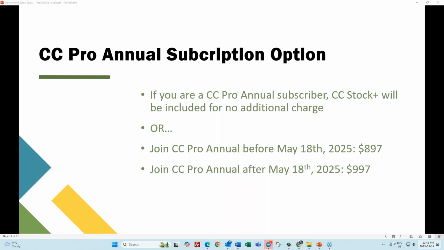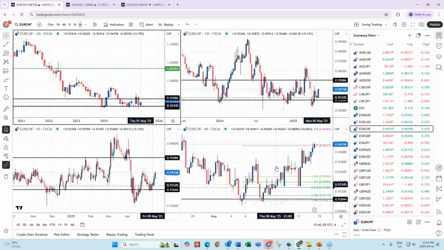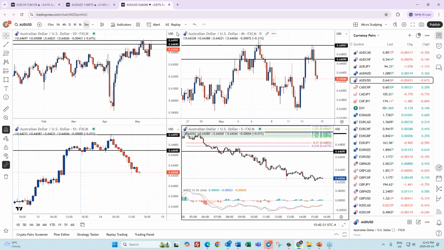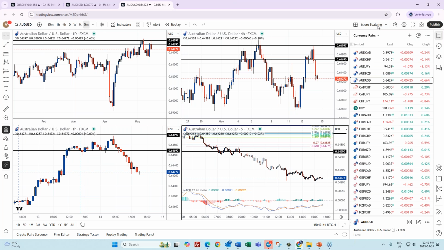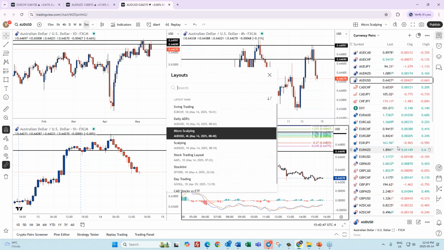Actually, let me show you that chart. Let me see if I can get it out here. Let's go to here. No, let me just go like this. Nope, not what I want to do. I'm going to show you what it did here. Scalping, open layout.